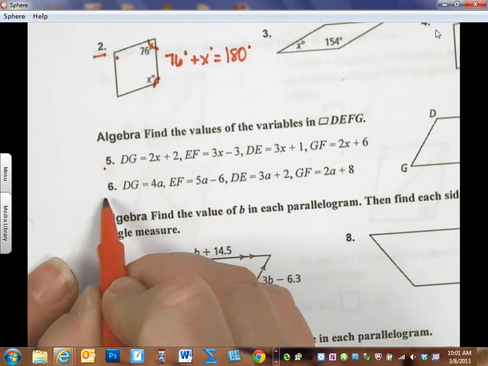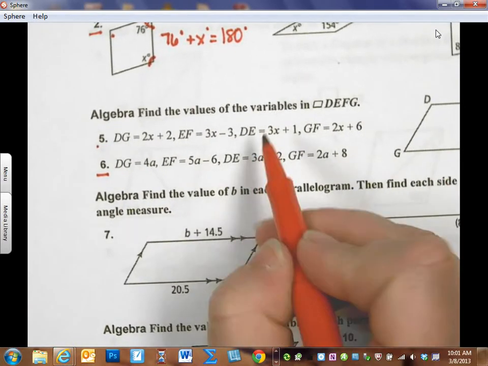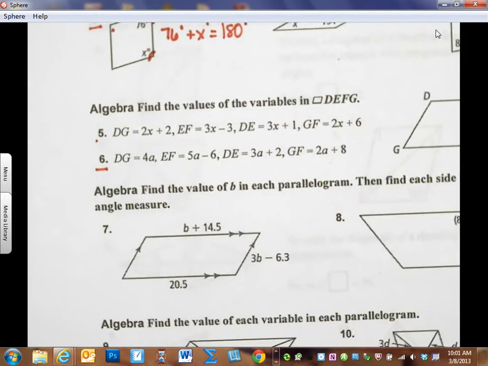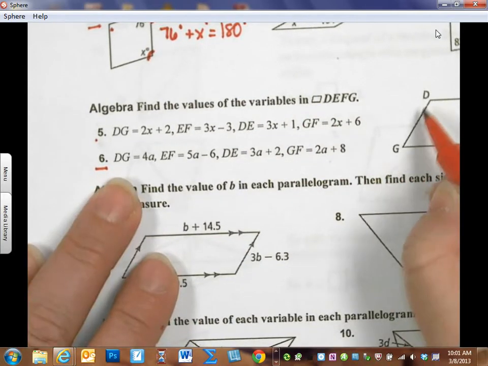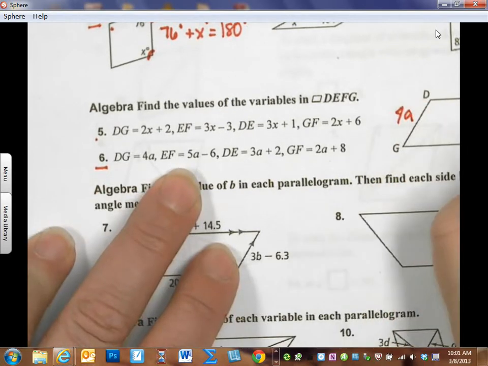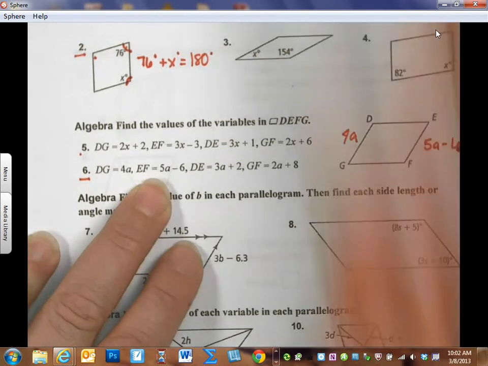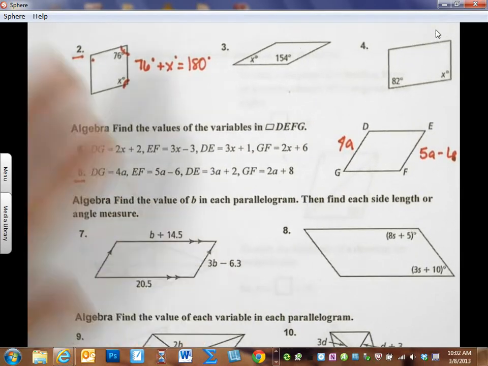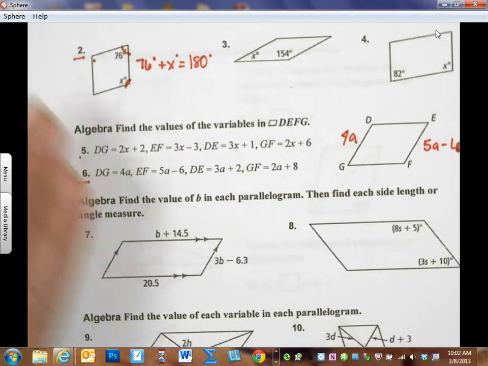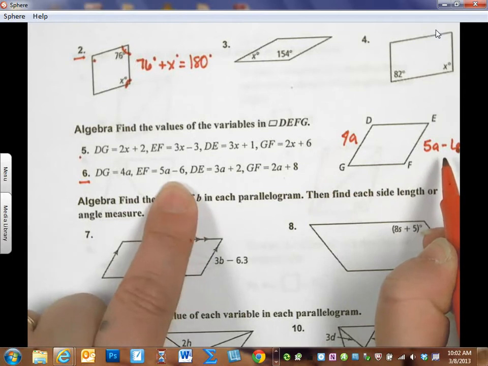Well, actually, I'm going to go to 6 because I'm not doing the odds, because there's only 2 problems here. Now, they want us to find the variables, and they're saying DG. This side right here is 4A, and this side over here is 5A minus 6. Where do you see that? Oh. My finger's on it, and I'm writing right on the picture. I might have to zoom out a little bit from it so we can see it. Much to Angie's disappointment, because now it's not going to be as big. But so we know that this side is 4A and this side is 5A minus 6, right?